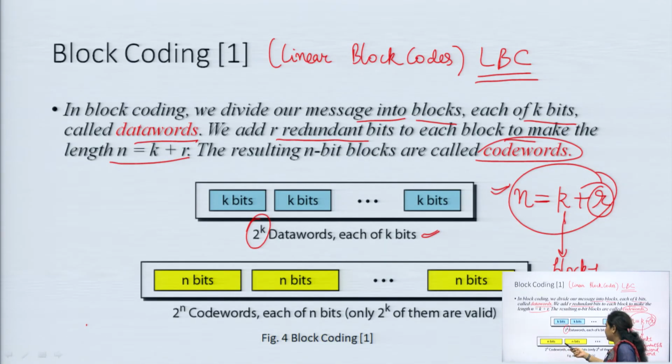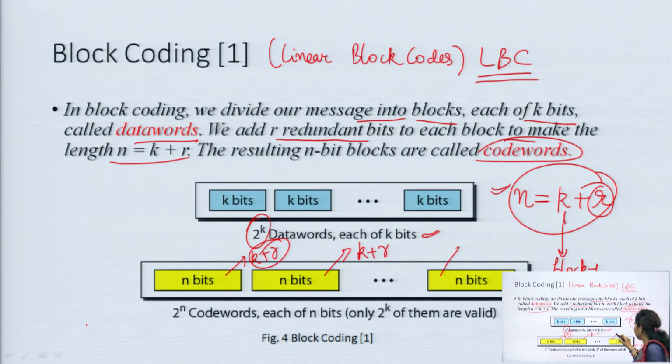Now, next will be the n number of bits, that is n is equivalent to k plus r. K plus r means data words plus the redundant bits. So, this is the n bits, n number of bits of data are there. So, how many code words are available using this combination? That will be equivalent to 2 to the power n code words. Each of the n bits will be there and only 2 to the power k of them are valid.